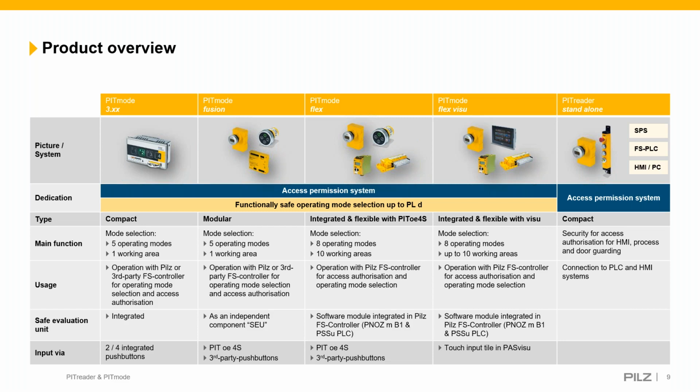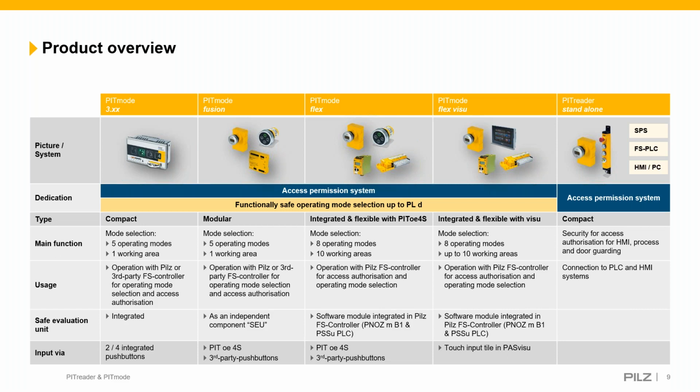We then have our PITmode Fusion, which is a modular unit, again for access permissions and functionally safe operating modes. This can be used with either a Pilz or a third-party functional safe controller, and it's made up of a membrane keypad to select the modes and the PIT reader, and then we have a safe evaluation unit to determine the mode that's been selected via the key, and then outputting that to the fail-safe controller.